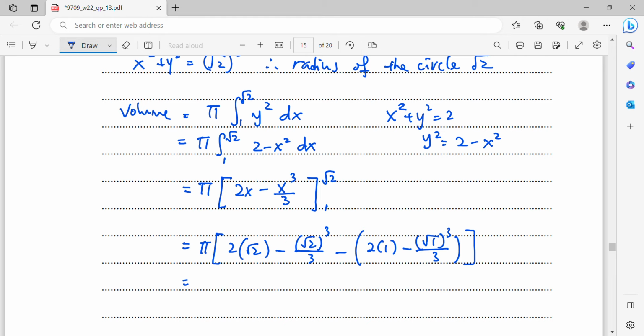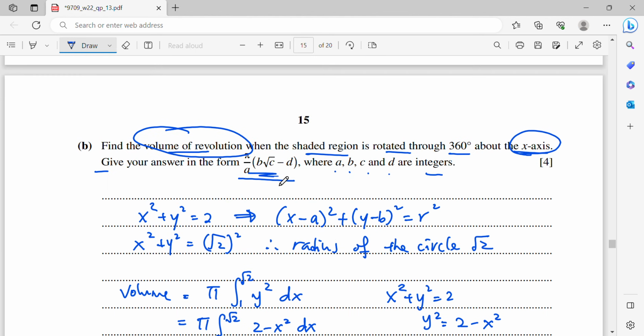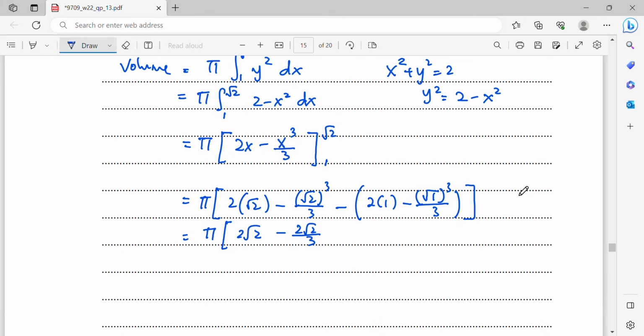So now at last you will get, okay, so when you simplify, you can just count first. 2 root 2, cube of root 2 is basically 2 root 2. Okay, because the question says this form, right? So we must simplify. So now bring in the minus. This is minus 2. The minus and minus is plus. So 1 over 3.